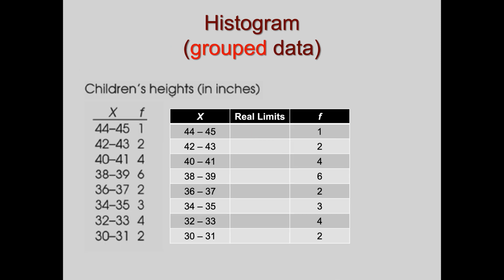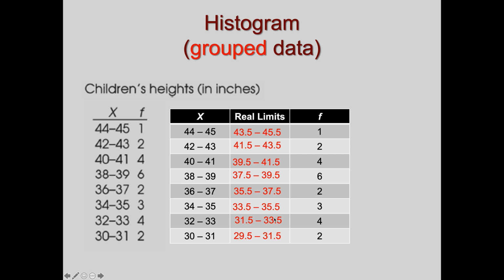As far as grouped data goes, our intervals are going to be 30 to 31, and so on and so forth. But again, their level of specificity is the ones column, so we go out to the tenths column, and our real limits are 29.5 to 31.5, 31.5 to 33.5. And I can't emphasize enough that this is just the range of numbers that would be rounded off to somewhere a 32 or a 33. From 33.5 to 35.5 would be rounded off to a 34 or a 35, and so on and so forth.